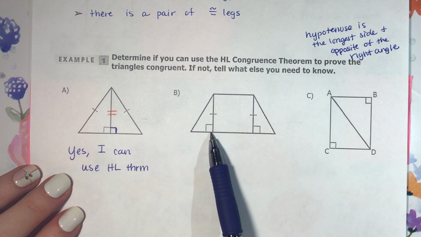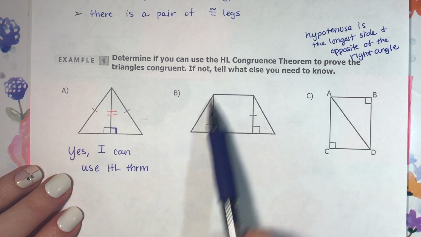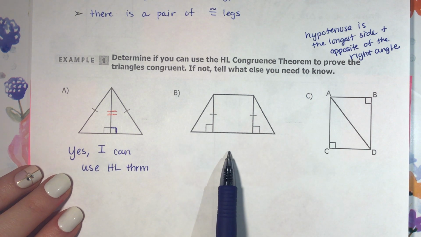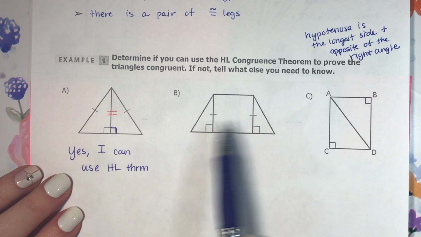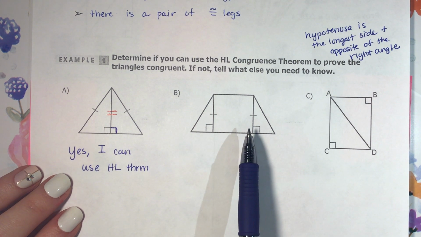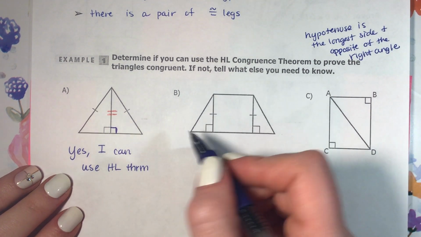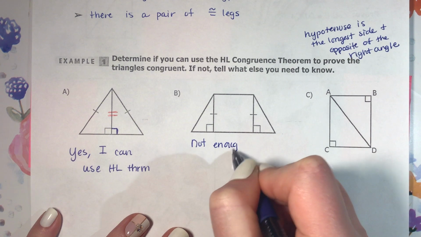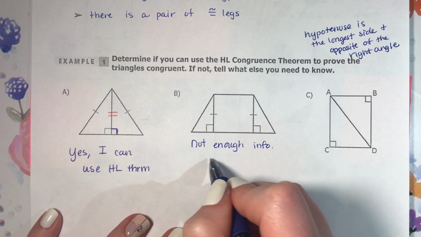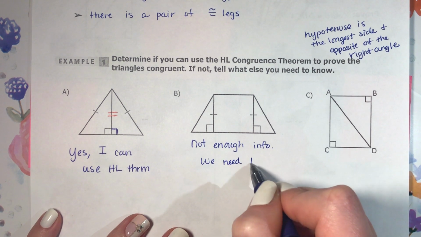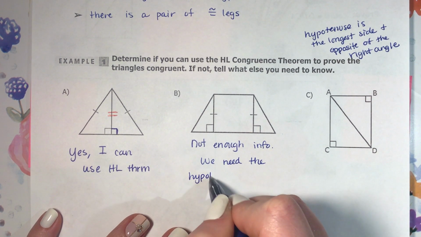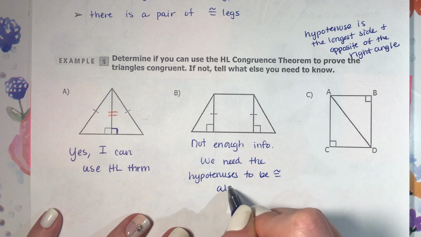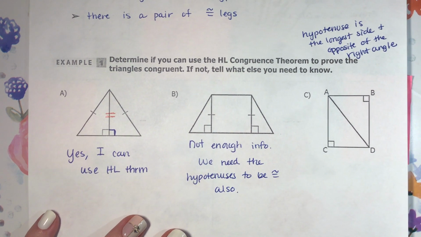All right, so notice here's my right angle, opposite of that, so this guy's the hypotenuse. Opposite of this one, this guy's the hypotenuse. So in this second problem, problem B, all I have is two right triangles and a pair of congruent legs. I don't have a pair of congruent hypotenuses. So not enough information so far. We need the hypotenuses to be congruent also. If we had that, then we would be able to use the hypotenuse leg theorem.